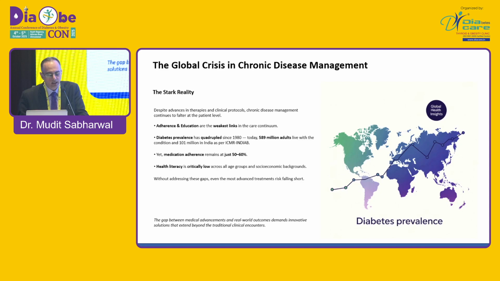So we know the stark reality of diabetes is that it's increasing on a day-to-day basis. Currently, the IDF figure shows about 589 million diabetics in the world, aged 18 years and above. And as per the ICMR INDAB study, which we have probably heard about multiple times, it is more than 101 million patients living with diabetes. Yet the medication adherence is just 50 to 60%, and the main problem is health literacy, which falls both with physicians and majorly with the patients.